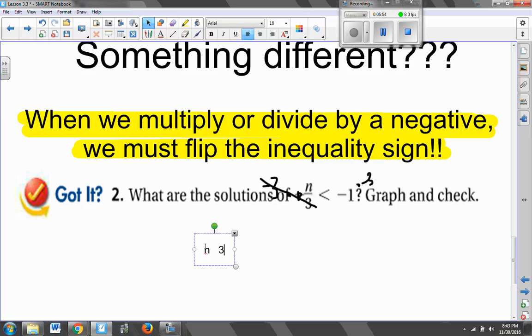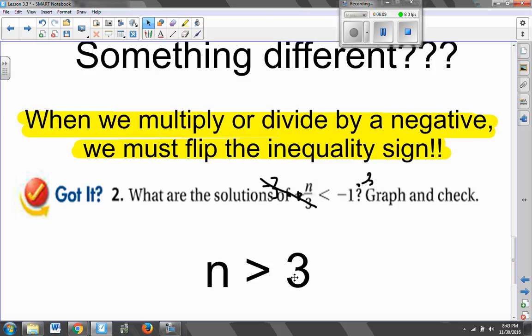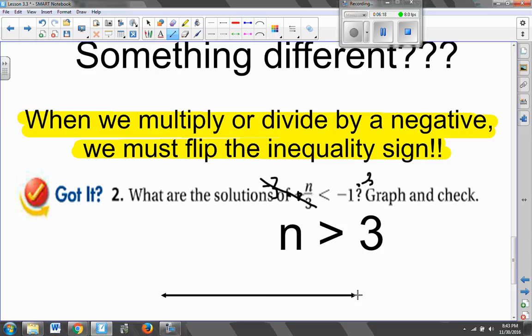Now, this would not be correct if I said n is less than 3. That is incorrect. Because I just multiplied by a negative 3, a negative number, I have to flip that sign around and say n is greater than 3. Okay? N is greater than 3. Because I multiplied by a negative, I have to flip the inequality sign around. Okay? I have to do it. Please, please put that in your notes. If you don't do that, the answers will be wrong, your graphs will be wrong, and so on.